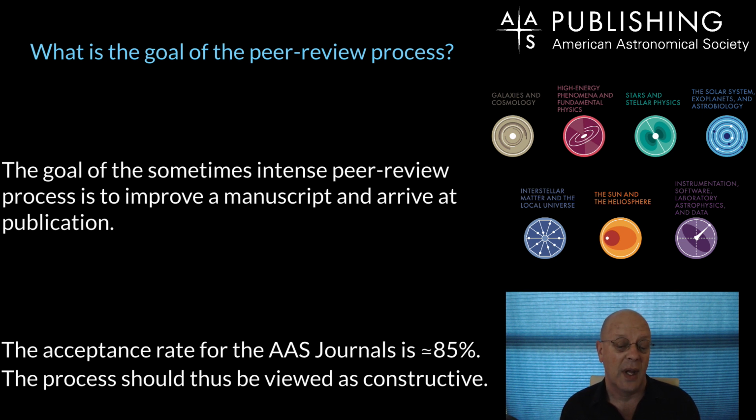That is the goal. The acceptance rate for the AAS journals is roughly about 85%, and this is just a reflection of what the community wants in the discussion, to improve a paper and bring it to publication. The journals and the community are not about weeding out all but a select few papers. It's about allowing the conversation to take place, but also making the papers better, improving the signal to noise in that conversation as we go. And so overall, this process should be viewed as a constructive process. Improve a paper, get it to publication.